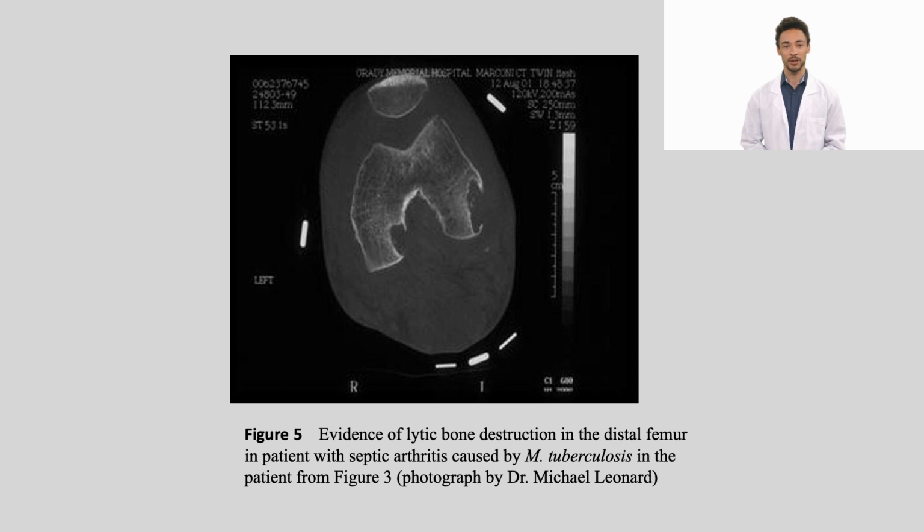Continuing our discussion, let's turn to Figure 5, which provides further insight into the direct effects of Mycobacterium tuberculosis on our musculoskeletal system. This image shows evidence of lytic bone destruction in the distal femur in the patient with septic arthritis we discussed earlier in Figure 3. Lytic bone lesions like this one are a clear indicator of the severe and destructive potential of M. tuberculosis. These are not just simple infections, but rather insidious processes that can profoundly alter the bone structure and function, causing significant morbidity if not promptly recognized and treated.